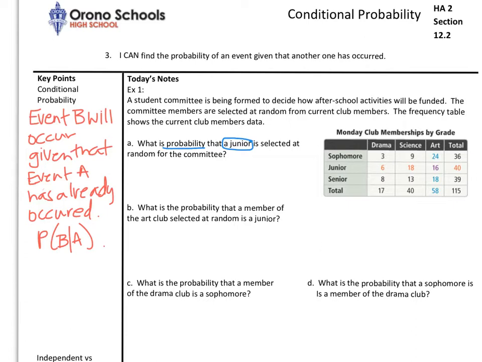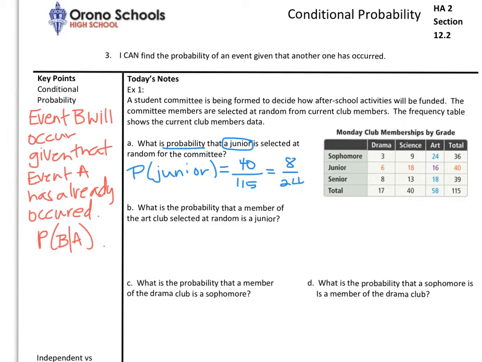All we have is one instance happening. A junior is selected. That means we would need our event and then the total. So we would say the probability of being a junior that's selected. In this group, we see there are a total of 40 juniors, all in that row. That means there are 40 events that we want to happen. The total number of students that are possible to be selected would be down in the bottom, that 115. And that fraction reduces down to 8/23, or just about a 25% chance.